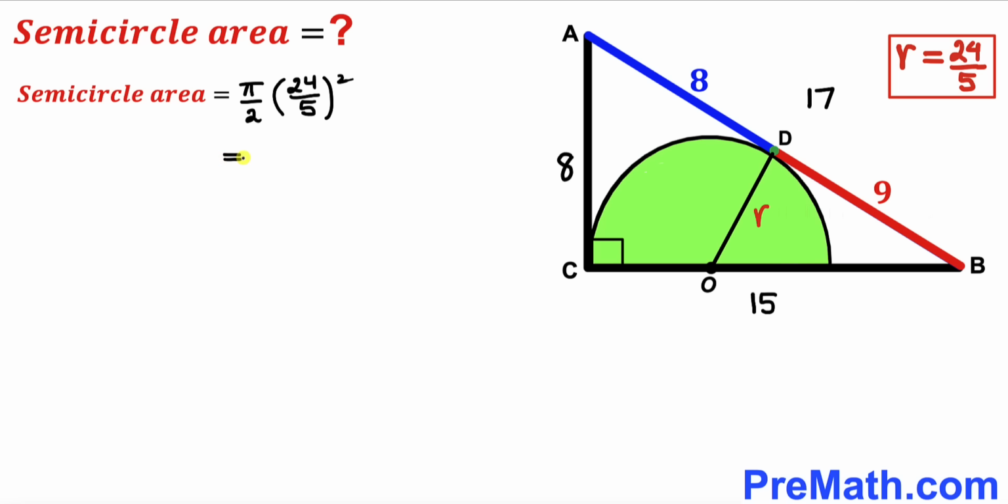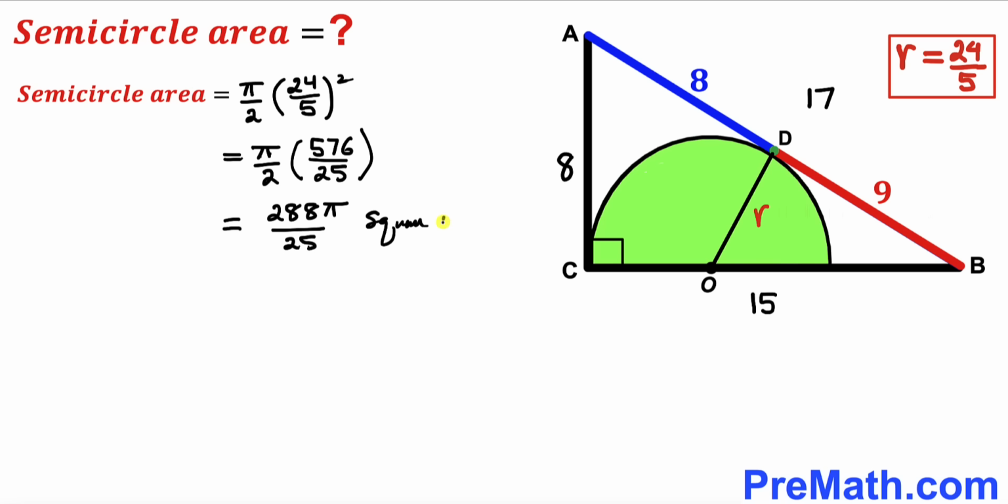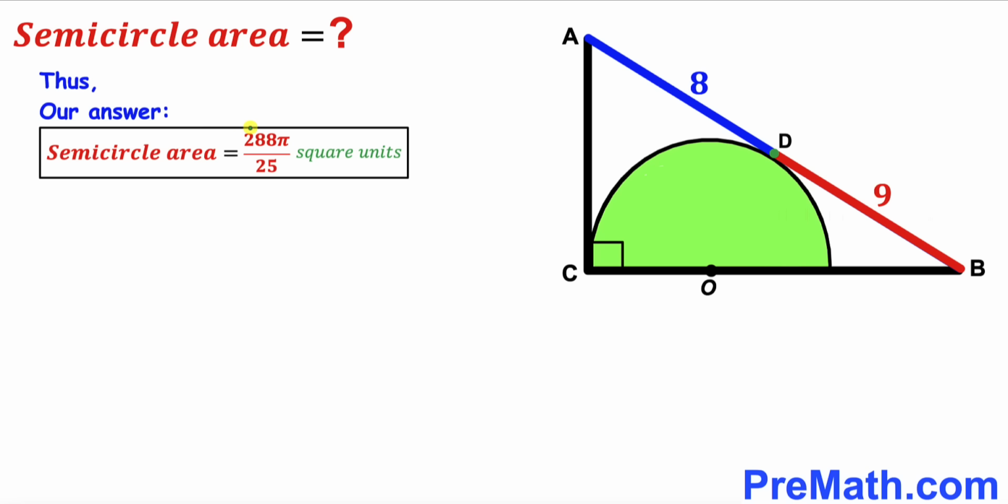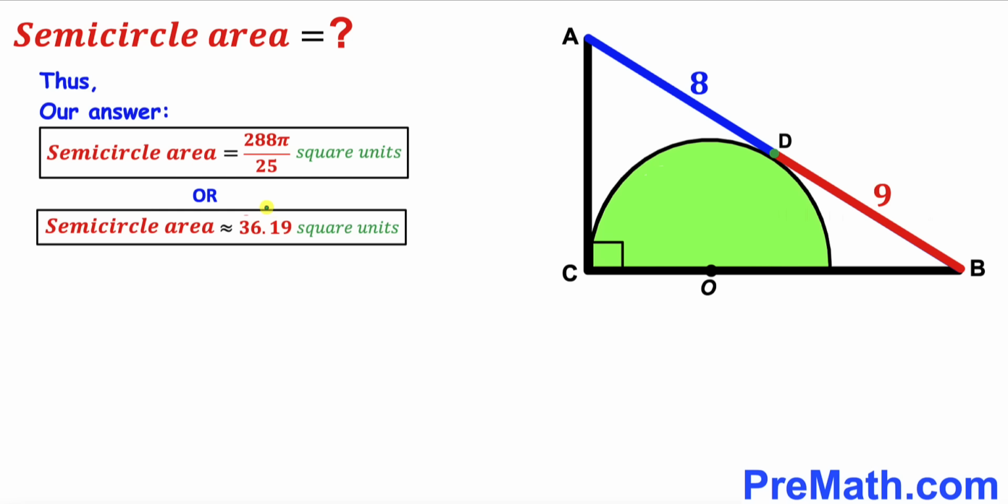Let's simplify. So we are going to get pi divided by 2 times 576 divided by 25, and if we simplify, that is going to give us 288 pi divided by 25 square units, the area of this green semicircle. So thus the area of this semicircle turns out to be 288 pi divided by 25 square units, and that's going to be approximately equal to 36.19 square units as well. And that's our final answer.